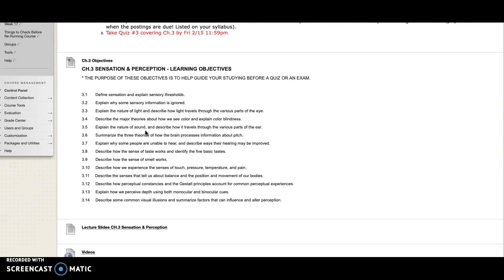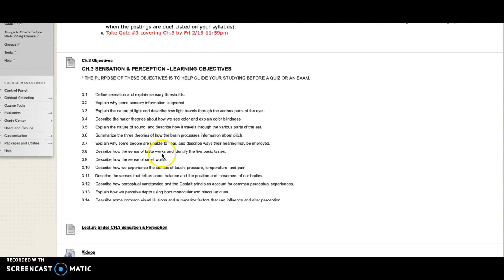So looking at, again, the anatomy of the ear, how we perceive sound, how sound travels through the various parts of the ear, and then how the brain processes information about sound, like pitch or tone. And there's theories on this. So we'll be taking a look distinctly at 3 theories about how the brain processes information about pitch. And then some discussion that's a little more applied on why some people are unable to hear. So we'll look at deafness and the ways that hearing can be improved based on what we know about it.